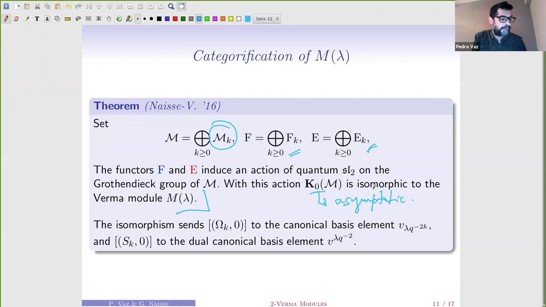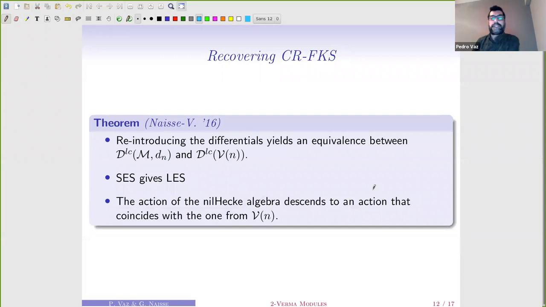Okay, so this categorifies the Verma module. Reintroducing the differentials, since we have this quasi-isomorphism of algebras, you get on the nose the original construction of Rouquier, Frenkel, Khovanov, and Stroppel. And one interesting thing is that if we look at the short exact sequence of bimodules, now they have a differential. So it's a short exact sequence of complexes inducing a long exact sequence in homology. The homologies we already know. So from this exact sequence of bimodules, we can recover both direct sum decompositions of Rouquier, Frenkel, Khovanov, and Stroppel, both of them in the same long exact sequence. And our action of the Nil-Hecke algebra descends to the known action.